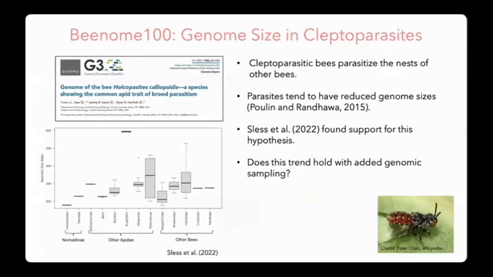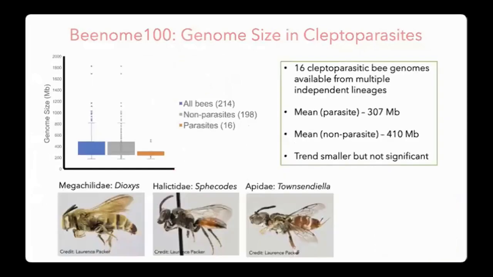Using the same data set, one thing we wanted to ask is whether genomes of parasitic bee species have significantly smaller genome sizes than non-parasitic bees. This question was asked in a recent genome note by Sless et al. in 2022, which was describing a single new parasitic bee genome. And this general idea has been discussed in the literature, the idea that parasitic species have reduced genomes compared to non-parasites.